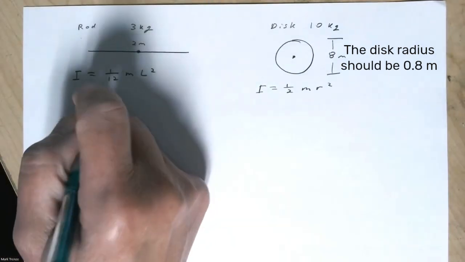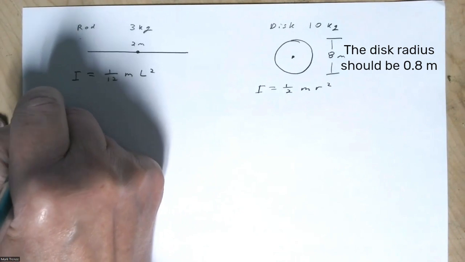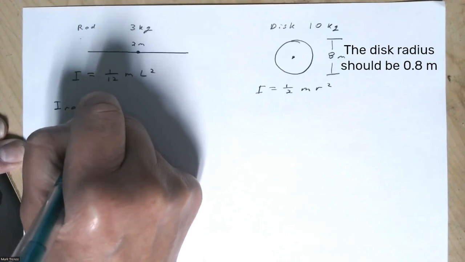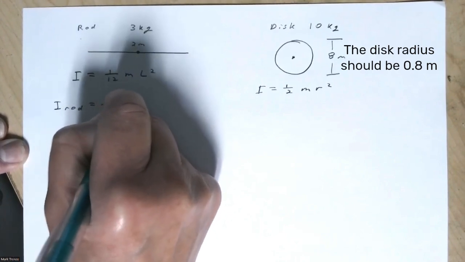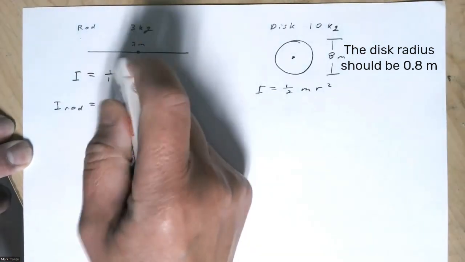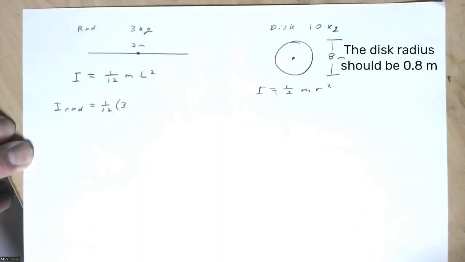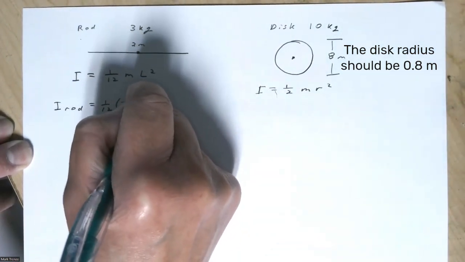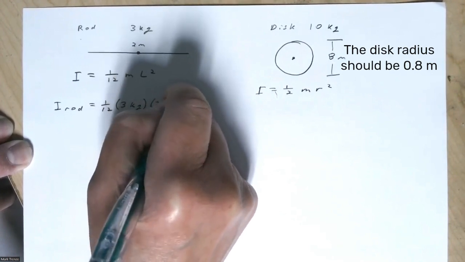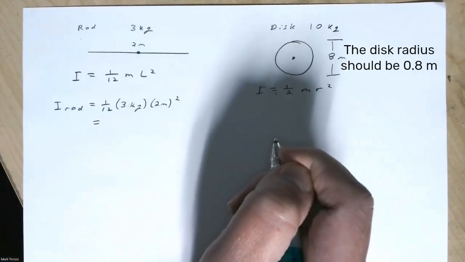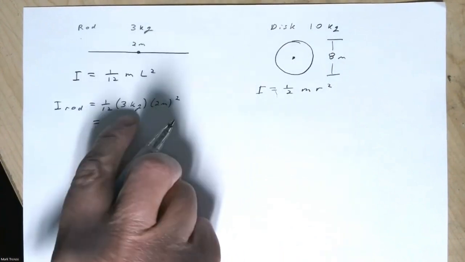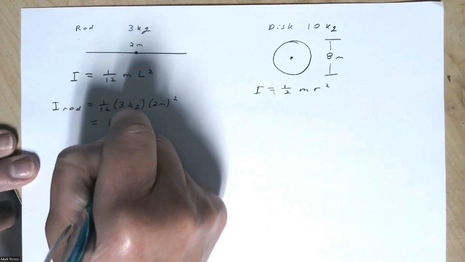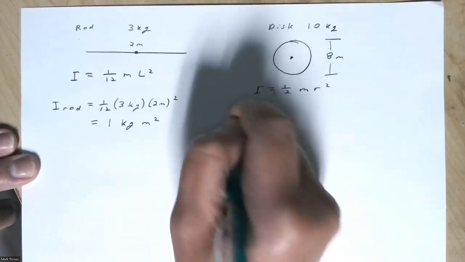So again, for the rod, that gives me 1/12 times 3 kilograms times (2 meters) squared. And when you put that in your calculator, this ends up being 4 times 3 over 12. So we're going to have 1 kilogram meters squared for the rod.